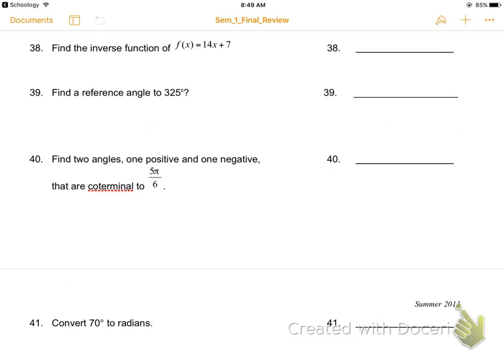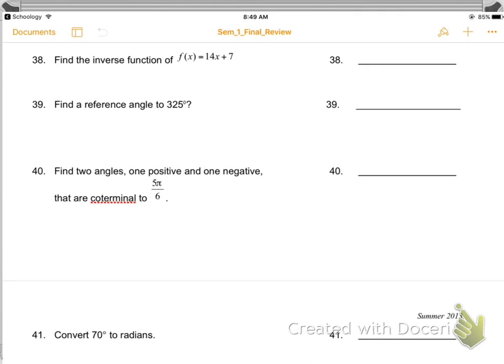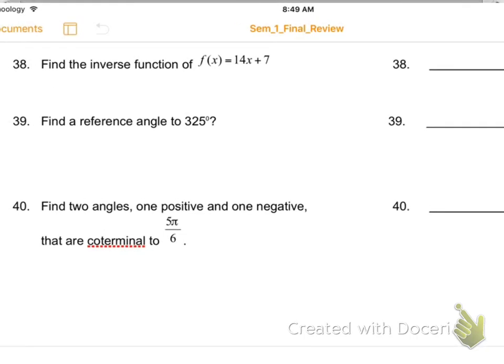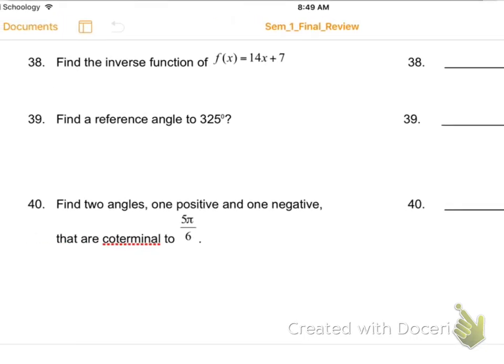Okay, let's look at number 38. It says, find the inverse of function f of x equals 14x plus 7. We learned this early on in the semester. The first thing I'm going to advise you to do is change f of x to y. So I have y equals 14x plus 7. And when you find the inverse, all you're doing is switching your x and y values.